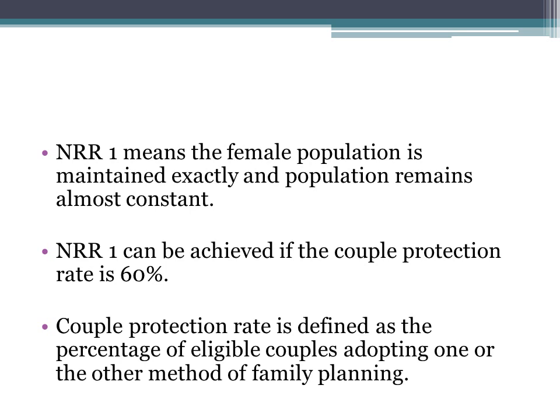So we see here that NRR 1 means that the female population is maintained and the population remains almost constant. Now for NRR to be 1, it is important that the couple protection rate should be 60%. Now what is this couple protection rate? It is defined as the percentage of the eligible couples who adopt any one method of contraception or family planning so that they are protected effectively against childbirth.